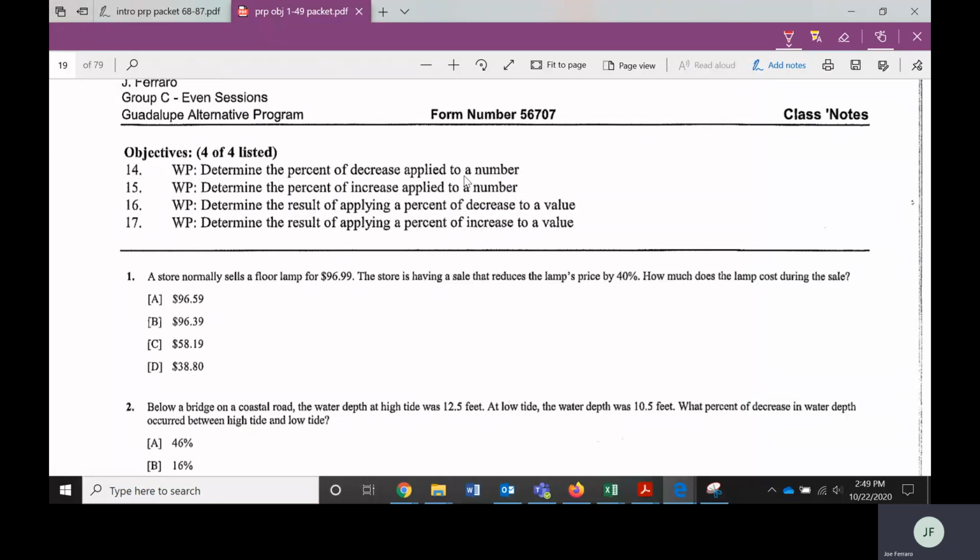So that would mean, like, if something's usually $50 and now it's on sale for $35, what percent was it on sale for? And then 16 and 17 are going to be both the same, except one is applying a percent of decrease, one is applying a percent of increase. So an example of that would be something cost $50 and it's on sale for 35% off. So that's a different problem. Now what's the new price?